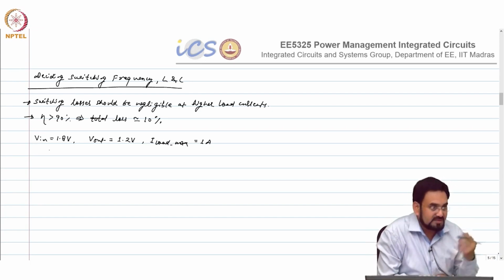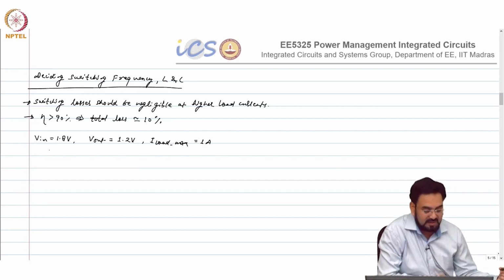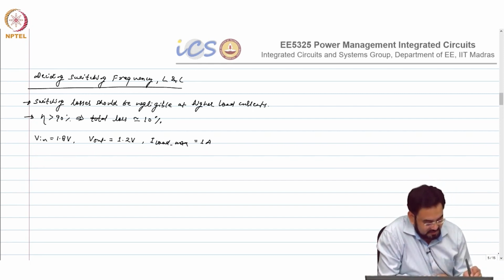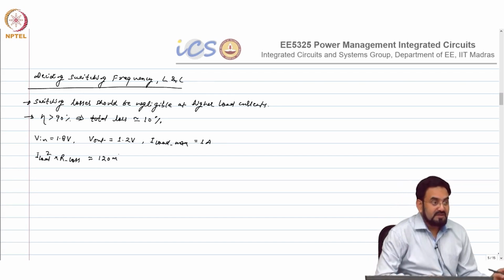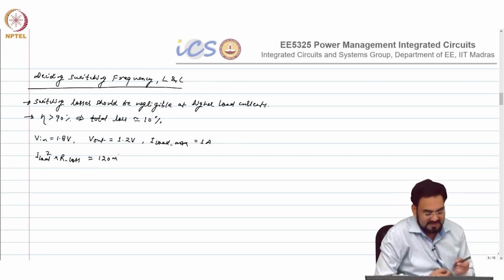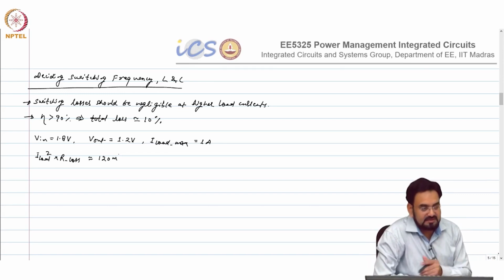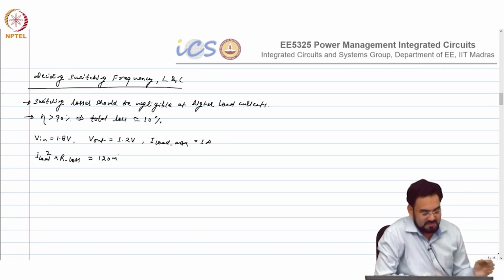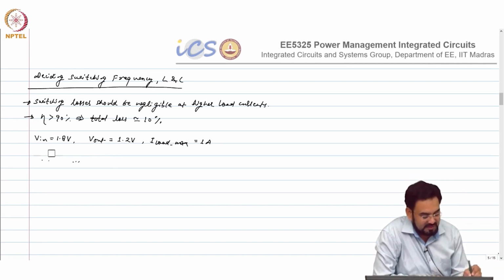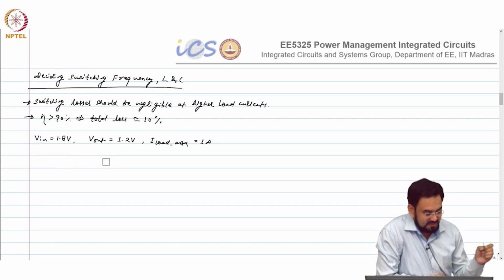Because I know conduction losses will be maximum at 1 amp, I square R losses. So I load square times R loss is how much? Approximately 120 milliwatt. I mean, it won't be exactly 120 milliwatt. I am just calculating 10% of the output. But if you want to calculate exactly, then you have to apply this formula.